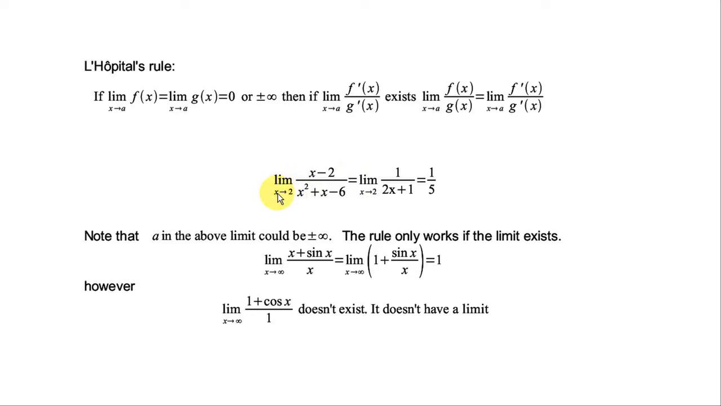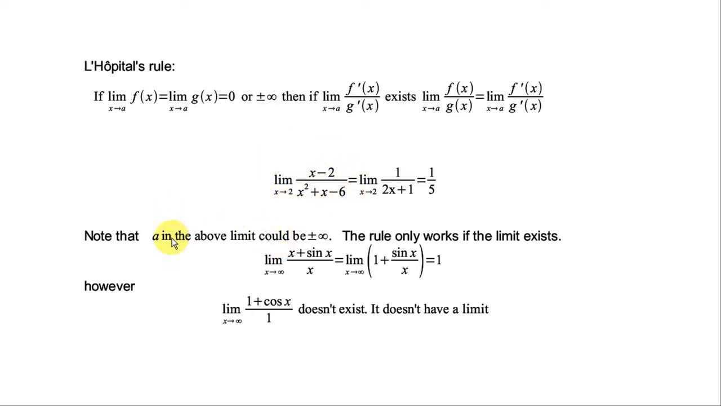Here we're looking at the limit as x tends to 2 like we did in the previous case. And what you have to do is just differentiate the top. Well, that's easy, that's just 1. Differentiate the bottom, that's 2x plus 1. And then look at that limit as x tends to 2, and it's a fifth. And so that's the answer, because it's got a limit and it's a fifth, so that's the answer to that limit.